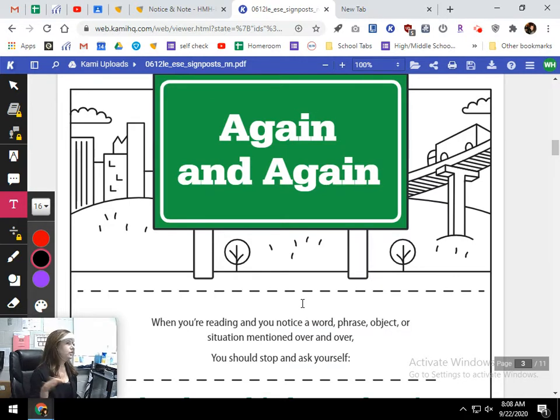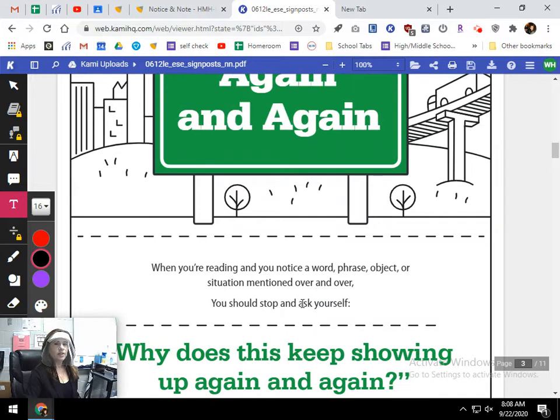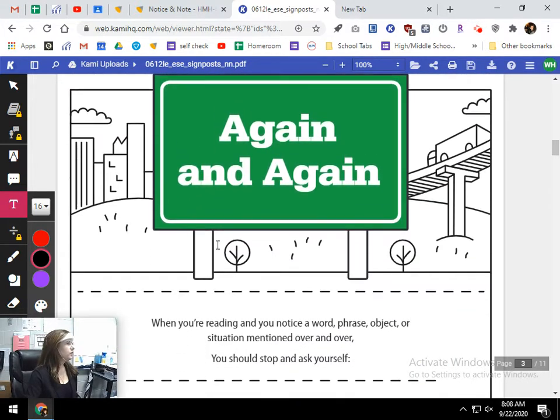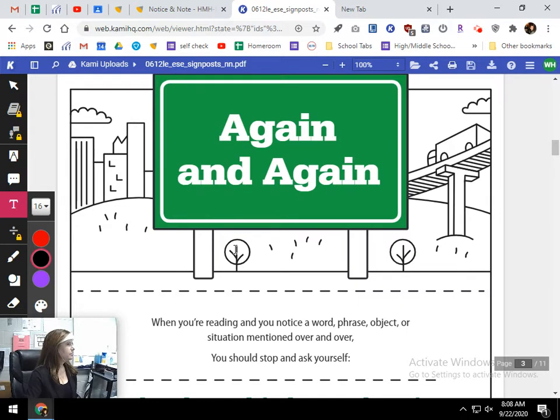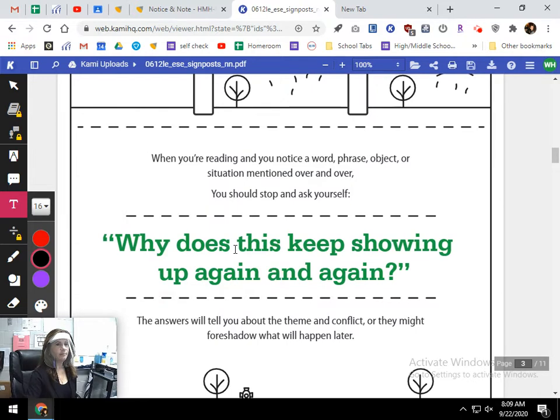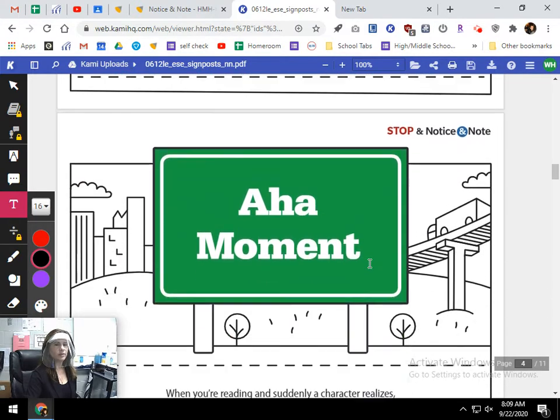Remember, guys, you're going to have to use these tools in your reading this 6 weeks to mark it up. These are some of your annotations that you'll be doing. So when you're reading and notice a word or a phrase, this is the same thing as repetition. You've learned about repetition before. When an author repeats something more than once, it's usually on purpose for a particular reason. So why does this keep showing up again and again? That's what you ask yourself. It can tell you about the theme or the conflict or help foreshadow something.